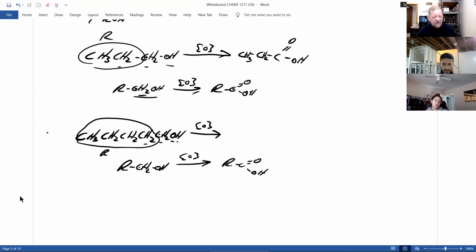Therefore, I have 1, 2, 3, 4 carbons. That's my R group. Then I'll have my carbonyl and hydroxyl group, carboxylic acid. And notice I have 1, 2, 3, 4, 5 carbons, because you don't break carbon-carbon single bonds, except for combustion. And I know there's 4 bonds to carbon. And there's my molecule. Oh, let's do one more.